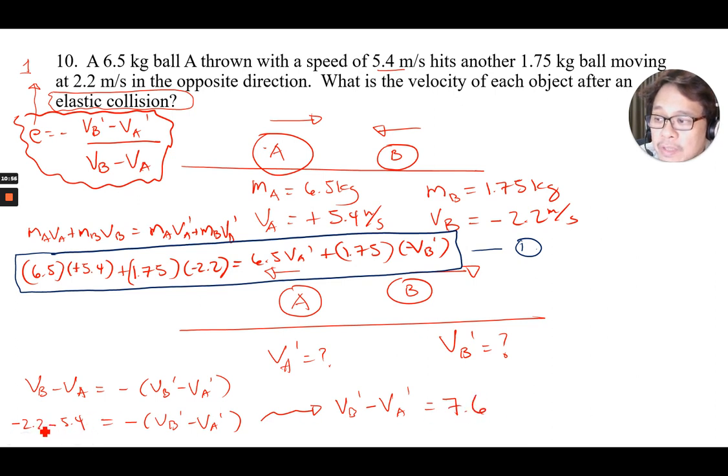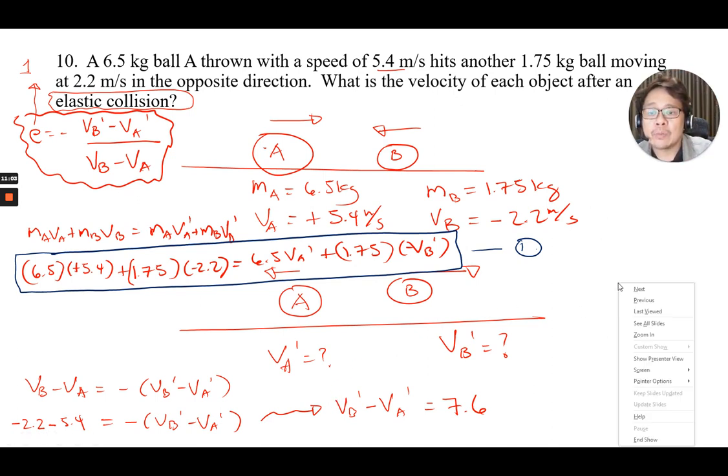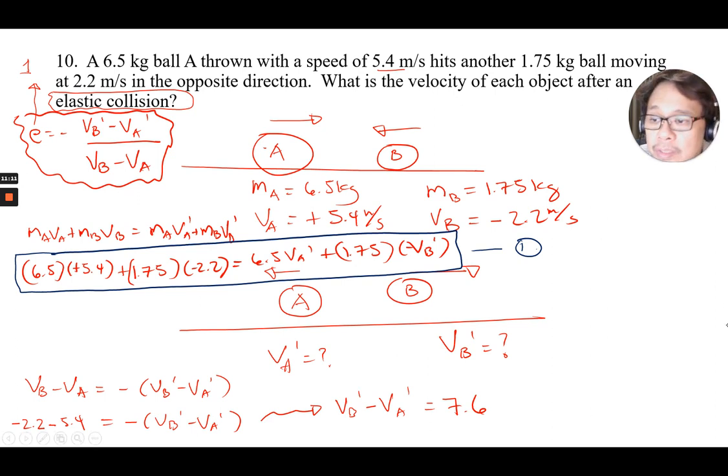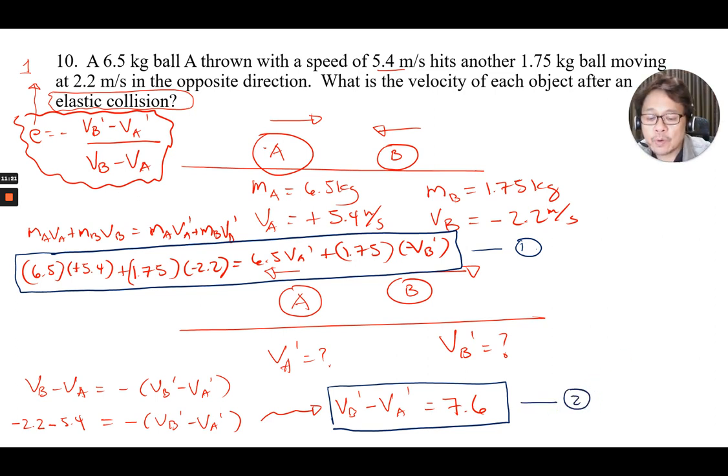Now remember, this is negative 7.6. It will cancel with this negative sign. So you will end up with VB prime minus VA prime equals 7.6. Okay, so let us highlight the second equation. This is now the second equation. Let this be equation 2. Now we can perform substitution using your calculators. We can easily solve for VA prime and VB prime because we have two equations with two unknowns.